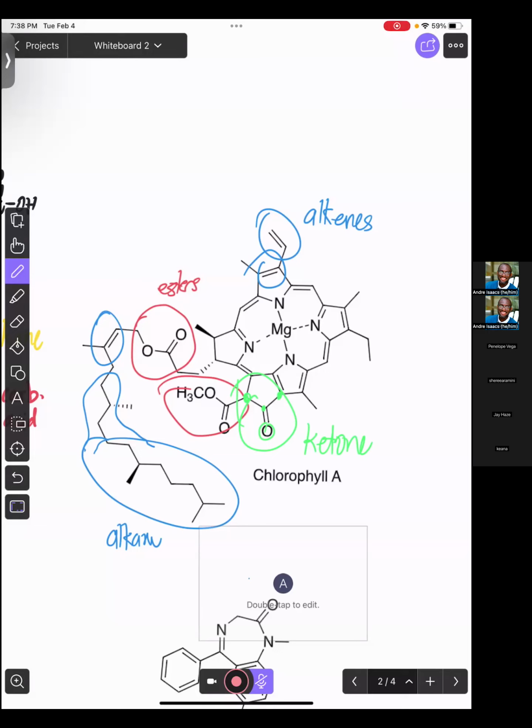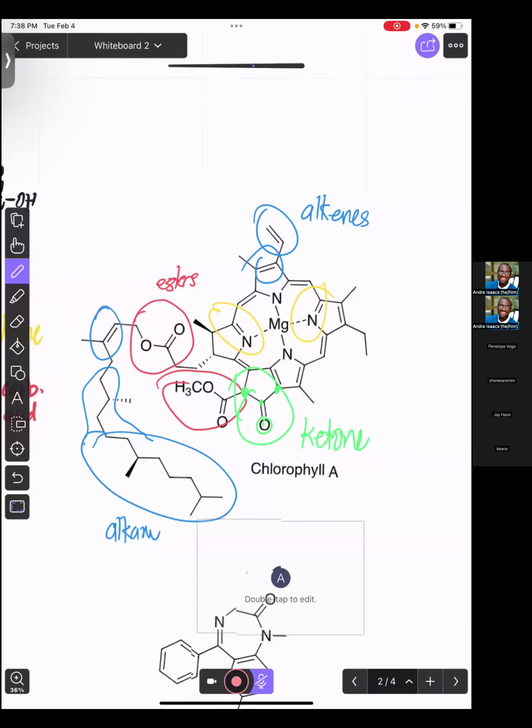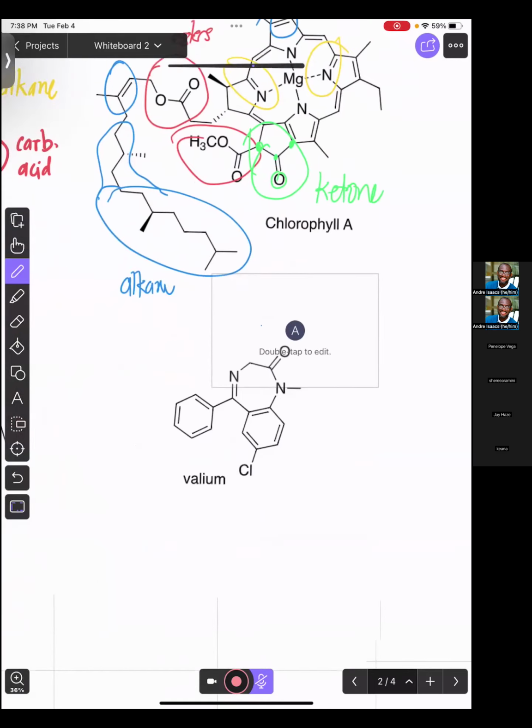Okay, you could say there are imines here as well. Here's an imine. Here's another imine, etc. But I think you all get the point. You're identifying the functional groups. I don't really like the ones that have other atoms in them, but nonetheless, we will do that.